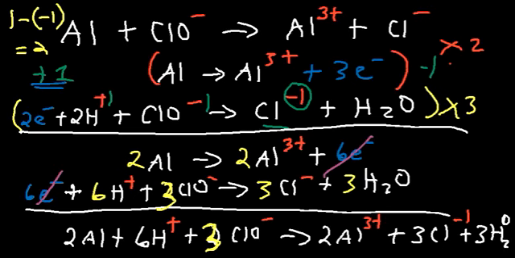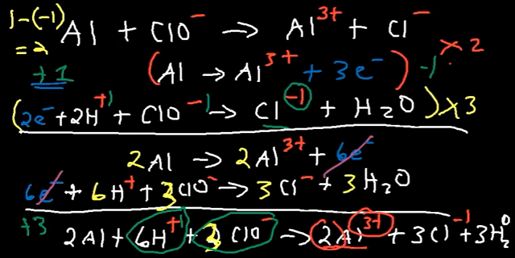We have 3 chlorine atoms, 2 aluminum atoms on both sides, 6 hydrogen atoms, and 3 oxygen atoms. Let's make sure the total charge adds up. 6 times 1 is 6, plus -3, is a total charge of +3 on the left side. On the right side, 2 times 3 is 6, and 3 times -1 is -3. 6 plus -3 is 3. So the left side and the right side have the same total charge.